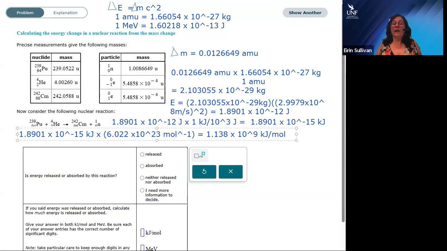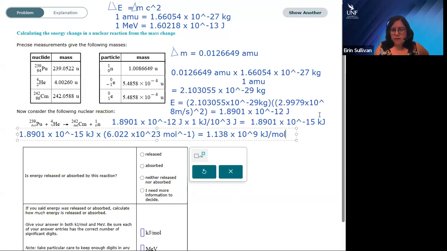Okay, so suddenly we're dealing in very big numbers, right? Like a billion kilojoules per mole, and that is why there is so much energy that can be released from the nucleus, either in terms of nuclear energy or big bombs or whatever.